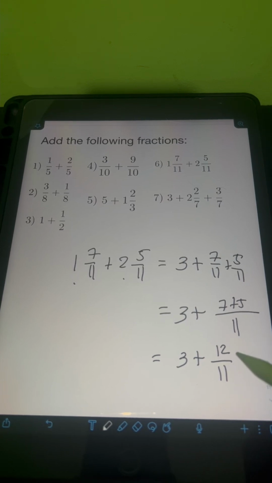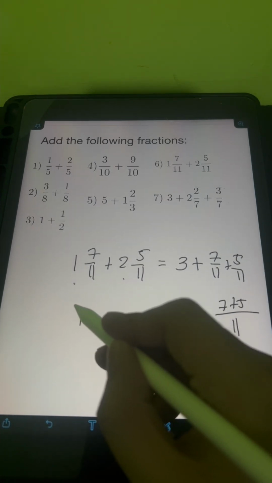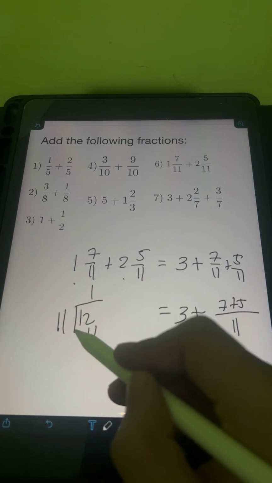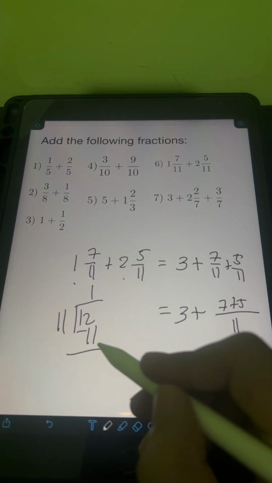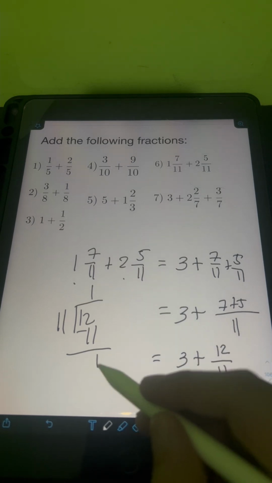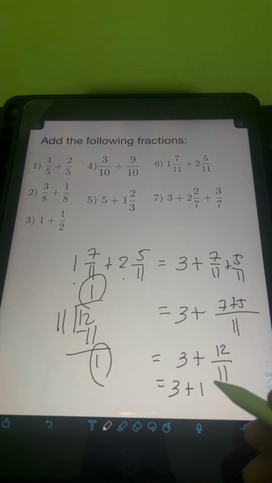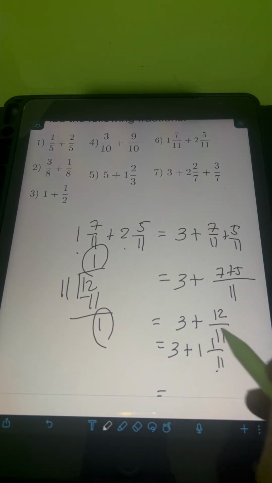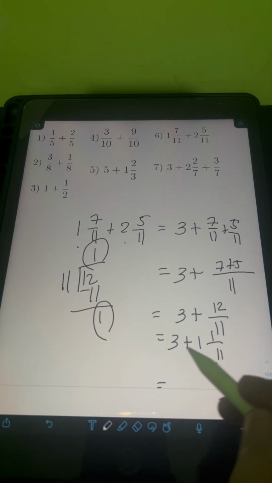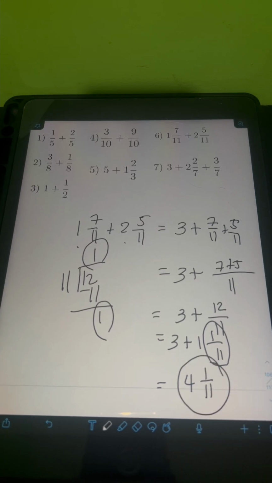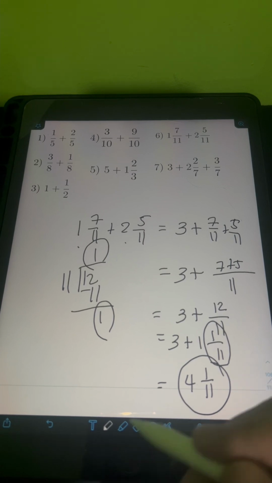Again, 12 over 11 is an example of an improper fraction. We can transform that to a mixed number. So divide the numerator 12 by 11. 12 divided by 11 is 1. 1 times 11, 11. Subtract 12 minus 11, it's 1. So 12 over 11 is the same as 1 and 1 over 11. We now have the case of a whole number plus a mixed number. So just add the whole numbers, 3 plus 1, that's 4. And then just affix the fraction part, 1 over 11. So the final answer is 4 and 1 over 11.